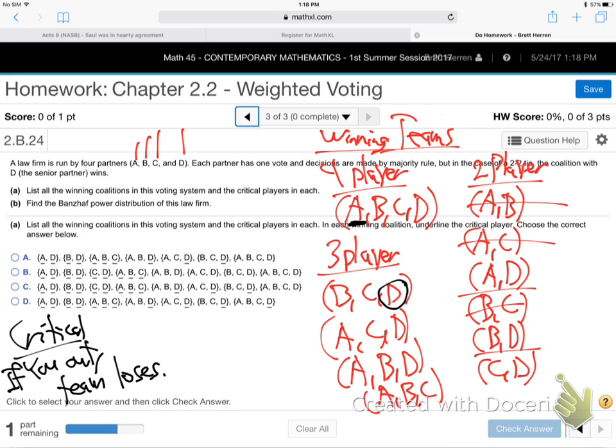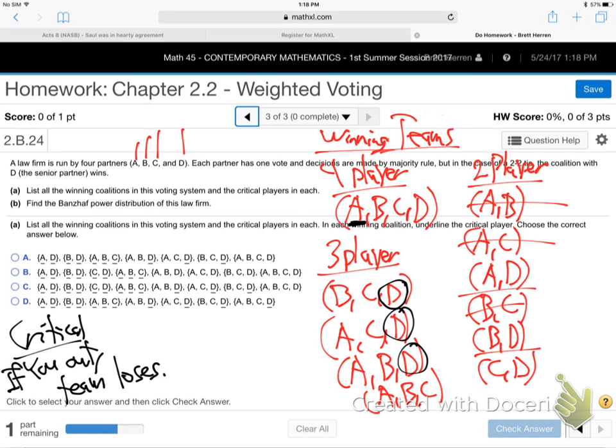Yeah, and then you just keep going like this. So D is going to be critical on all these 3-player teams, right? Because if D drops out, the other 2 guys don't have enough to get it done. You with me? We okay? It's making sense?